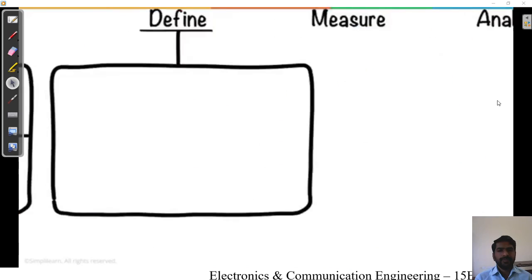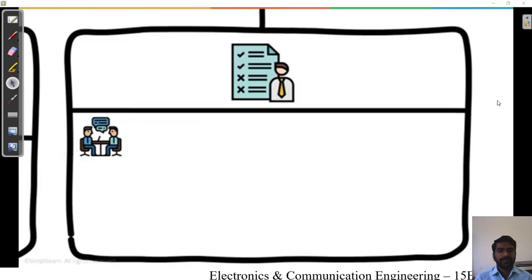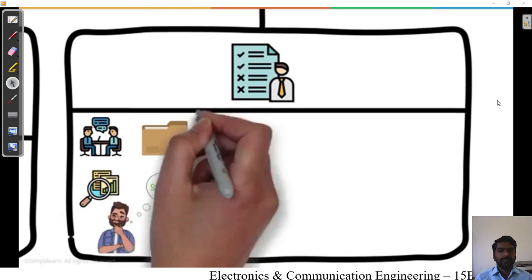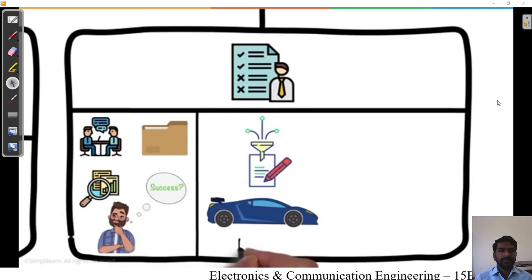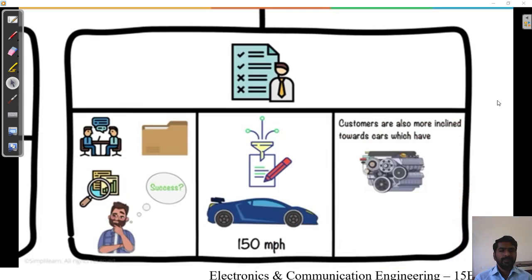In the define phase, you define the requirements of the customer. Based on inputs from customers, historical data, and industry research, you determine what you need to ensure your car becomes a success. The data collected indicates customers are drawn to cars which can achieve more than 150 miles per hour. Customers are also more inclined towards cars which have V6 engines and an aerodynamic frame.